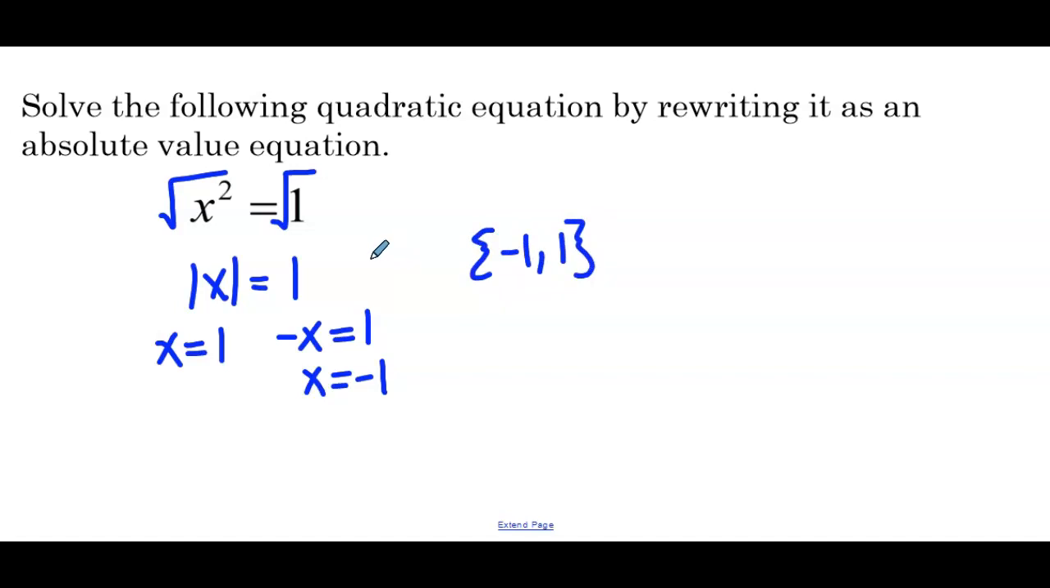This is the best way to solve these. Instead of just remembering, oh, I have to put a plus or minus to get both answers, right? That misses all of the math behind what you're doing. Okay, so when we take the square root of both sides of an equation, we want to turn it into an absolute value equation. That's the point of emphasis here.